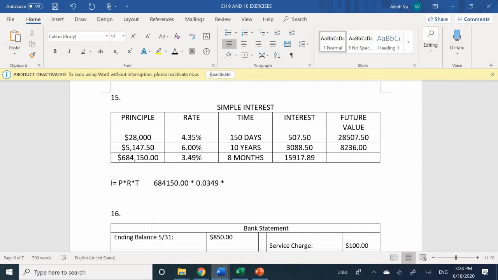8 months, but I need to make sure it's measured in years. So you can leave it in your calculator like this, where you multiply it by 8 and divide the whole entire thing by 12. But if I were to just convert it right now, what is 8 out of 12? What is 8 months out of 12?